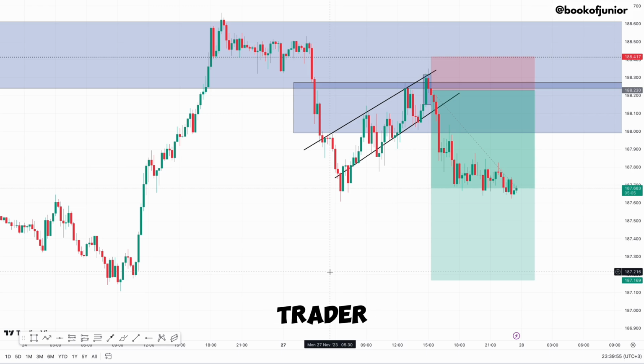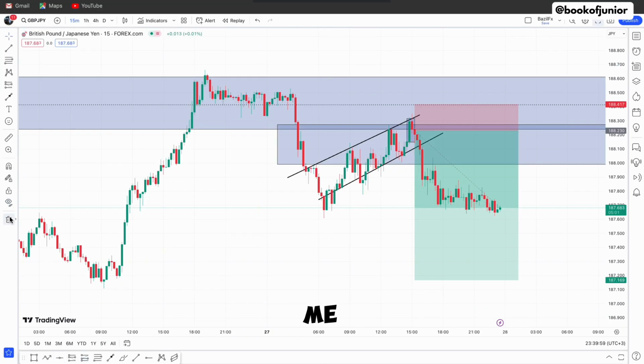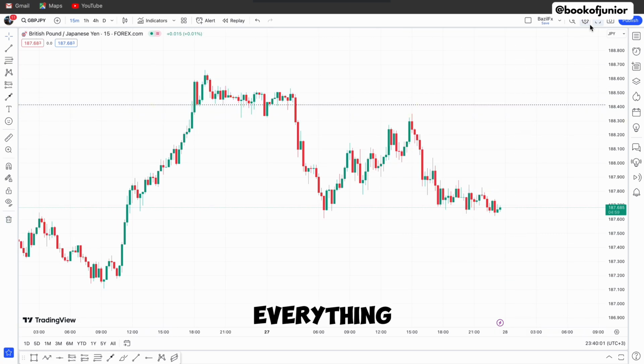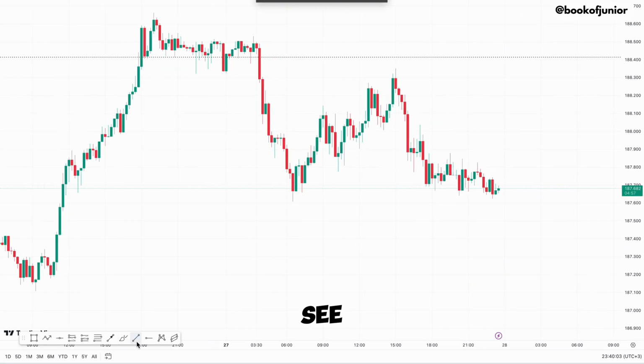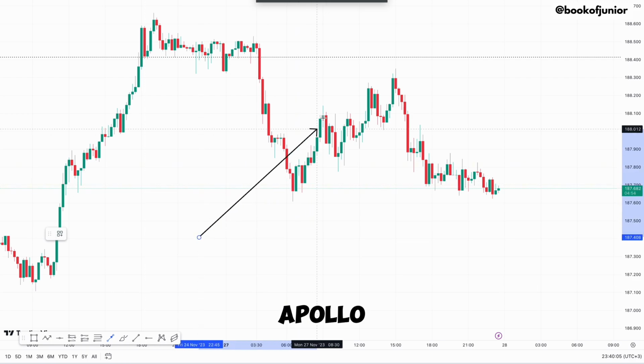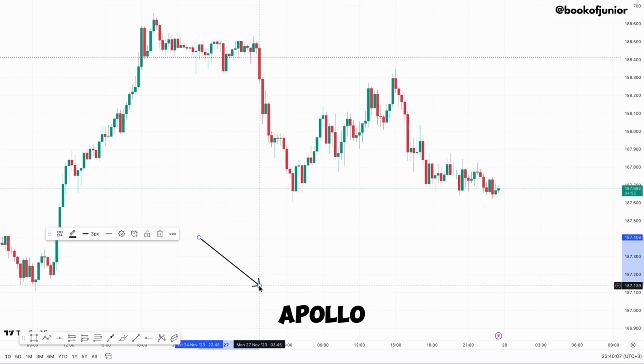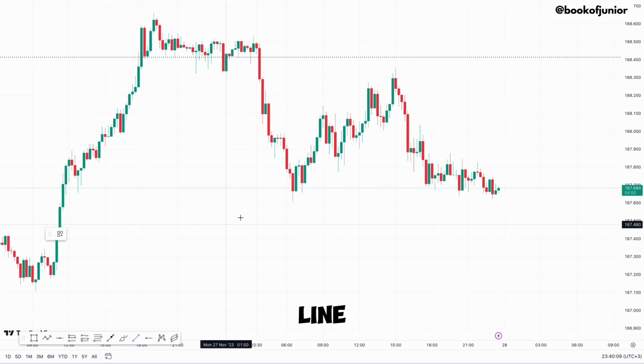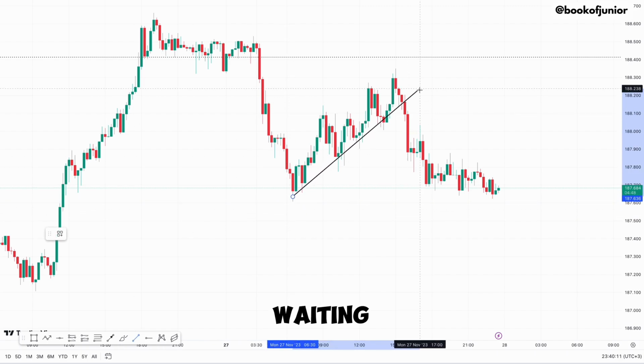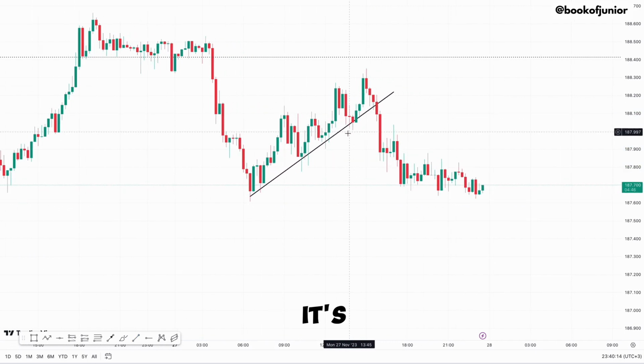If you're a beginner trader, you can literally just draw a trend line. Let me repeat, guys, look at this. Let me remove everything. You can literally see price here is moving in an upward way. You can see how price is ranging in an upward way. You can literally just draw a trend line like this. As you're waiting for price to break, you can see it's almost the same thing.